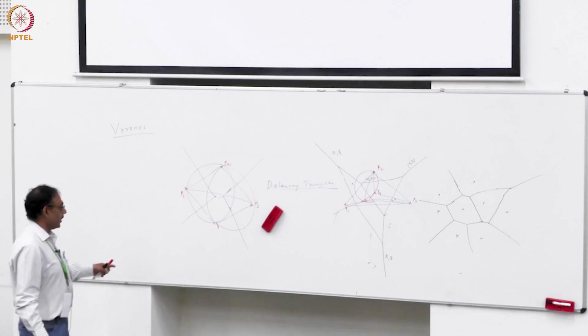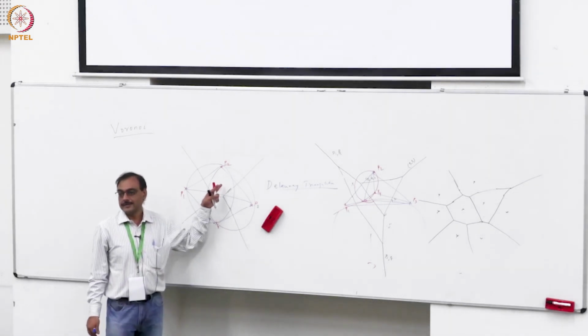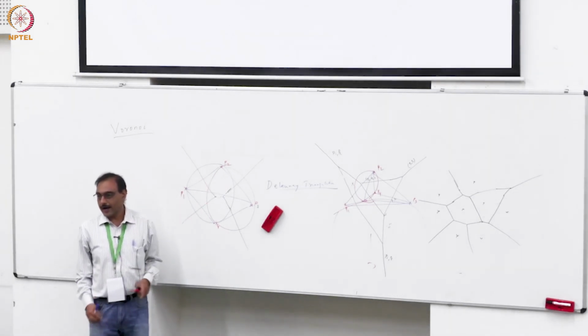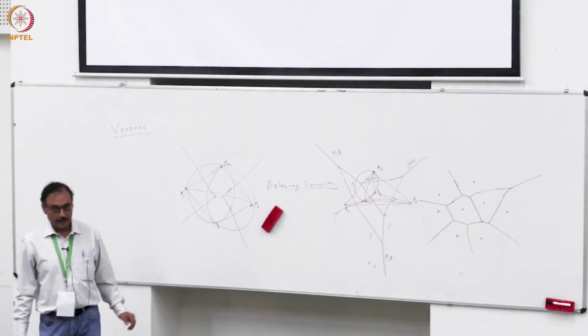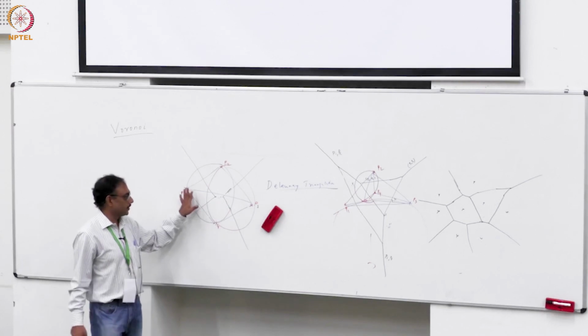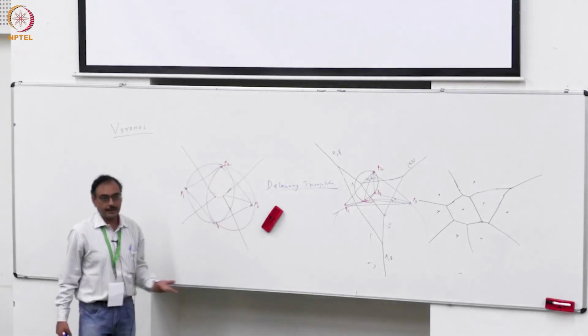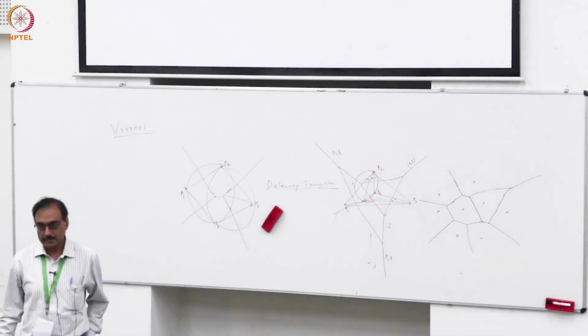Yeah, P4 will lie inside that. So, that means this is a wrong triangulation, and this is called flipping the Delaunay edge. When you have that, you just flip that edge. Instead of this edge, you put the other edge, and the diagram will become correct.